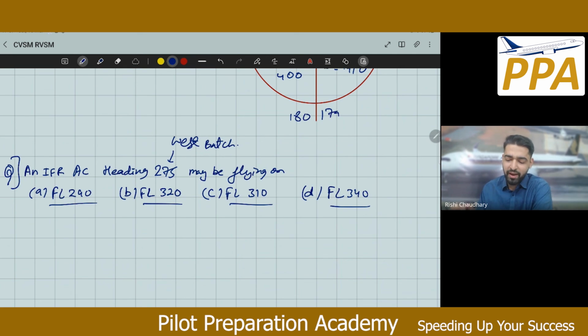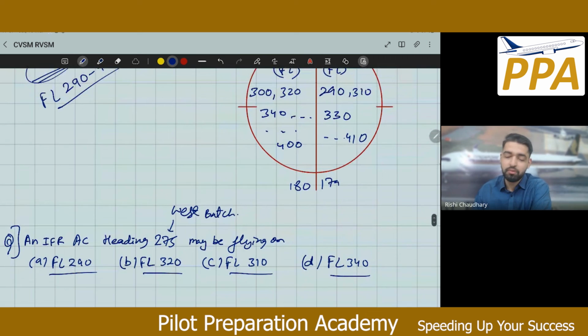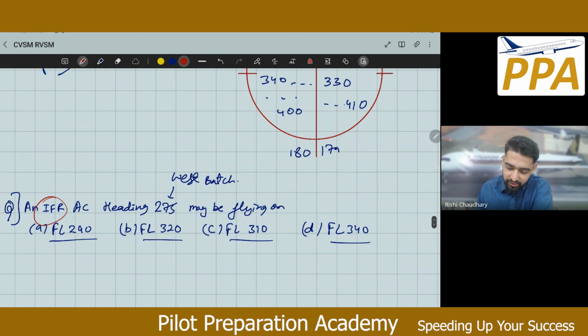If this is west batch, we have to also understand whether it is CVSM or RVSM. So please don't fall into the trap that it should be RVSM because we have just studied RVSM. It may sound like it should be RVSM. Okay, let's just do it with RVSM, though RVSM is not the case here. I'll tell you how and why. Okay, so if an IFR aircraft is there, the IFR aircraft heading is 275. Okay, this is west batch.